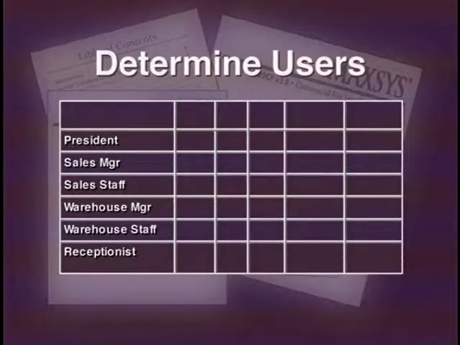The next step is to determine what types of people will operate the system and group them together. In our example, there will be a president, a sales manager, salespeople, a warehouse manager, warehouse people, and a receptionist. It is best to try and make large groups. Although the panel will support up to 64 groups, fewer groups will require less programming and reduce confusion.